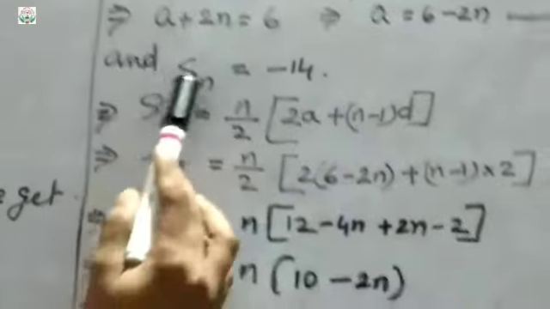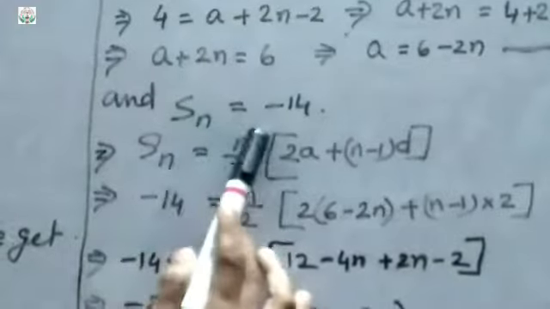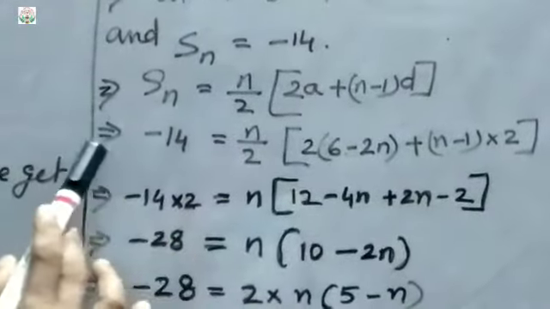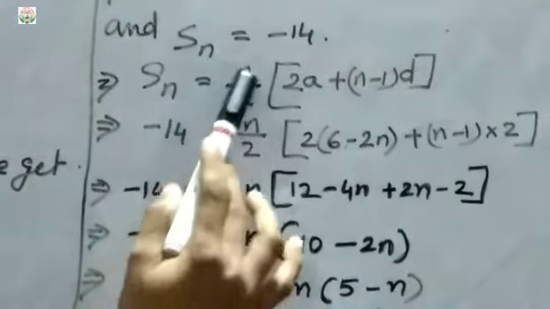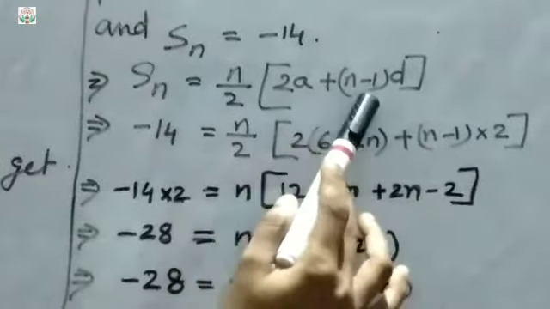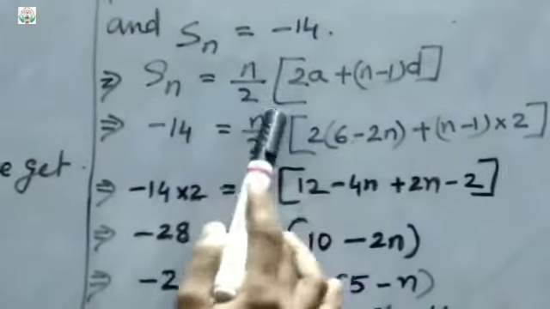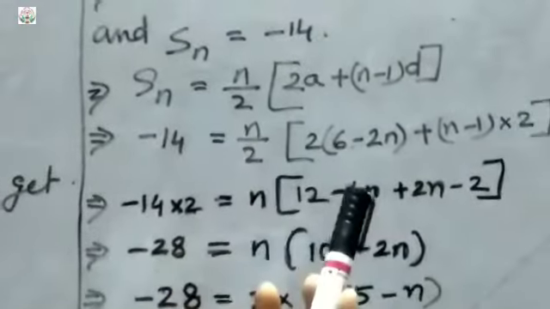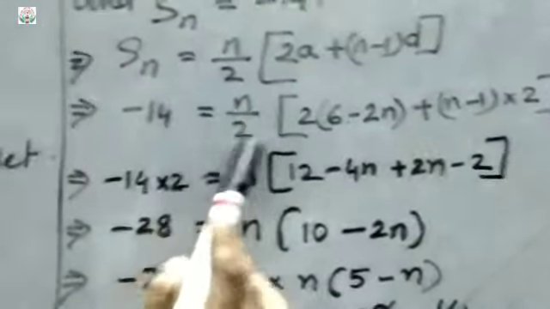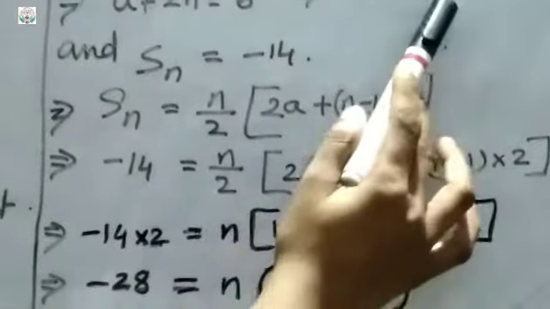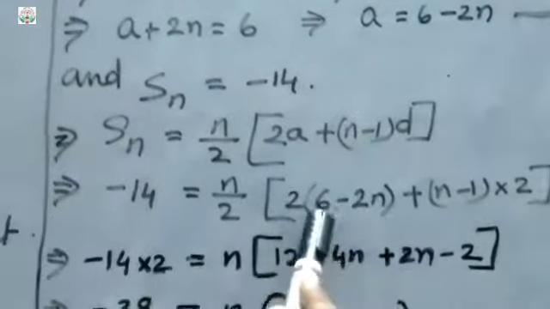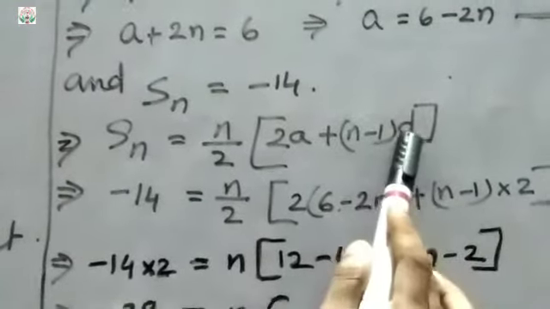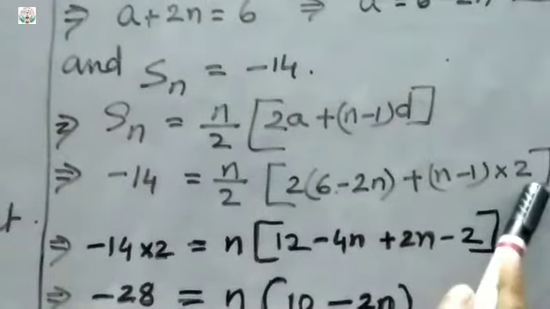Okay. Now what else is given? Sn is given. Sn, the sum of n terms, equals minus 14. Now the formula for the sum of n terms we know: n upon 2 into (2a plus (n minus 1) into d). Here we put the value of Sn, that is minus 14, equals n upon 2 (n is not known to us, so we keep it as it is) into a value, which we got from equation 1, that is 6 minus 2n, plus (n minus 1) into 2, because the d value is 2, so that's why 2 will come.